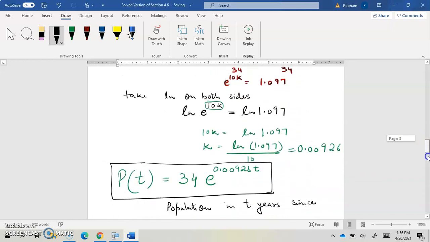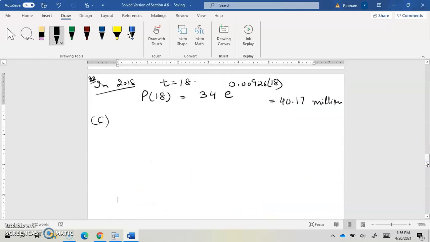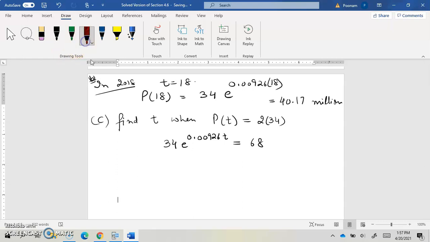So in 2000 the population was 34. So we want to find the time when the population will become double from 2000. So that means double of 34. What is the population? 34 times e raised to power 0.00926t is equal to double of 34, which is 68 million. So we need to find t.